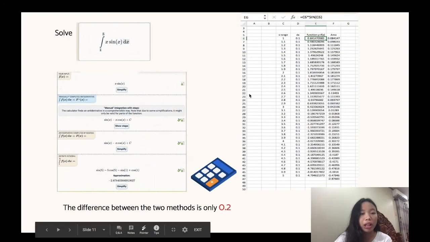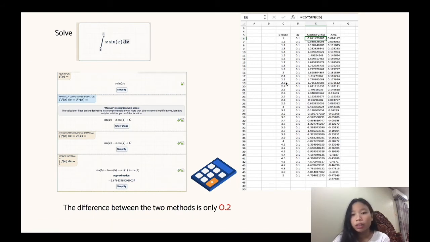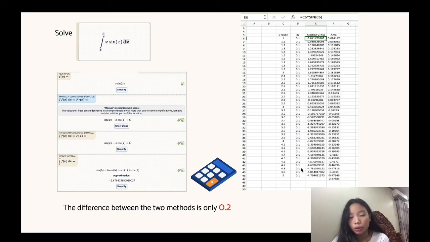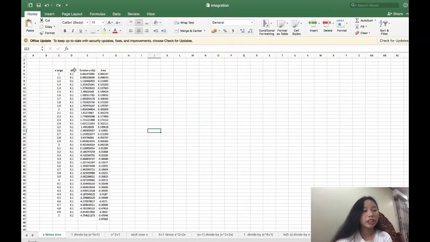Solve the integral of x sin x between 1 and 5. By using Microsoft Excel, the answer is minus 2.87, and by using a calculator, the answer is minus 2.67, and the difference is only 0.2. Okay, let's see how I do it in Microsoft Excel. I'm doing it here so that you guys can have a better understanding of what I am doing.